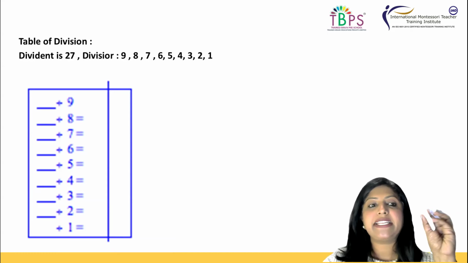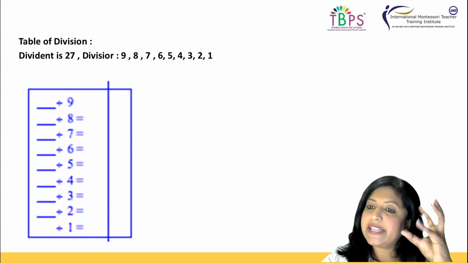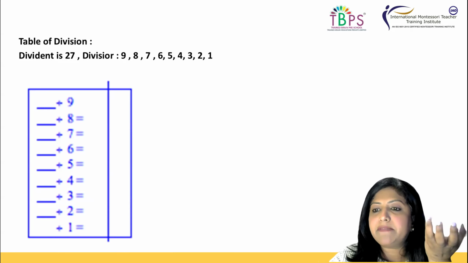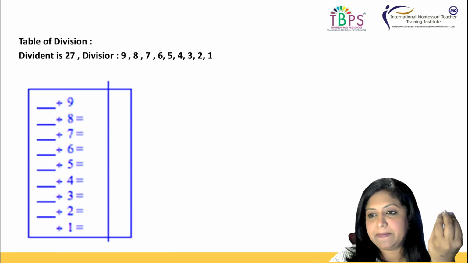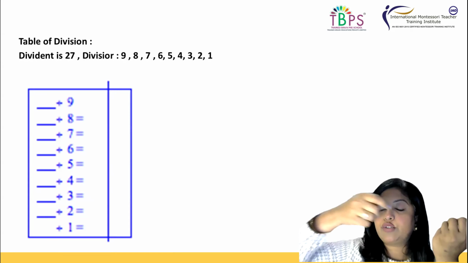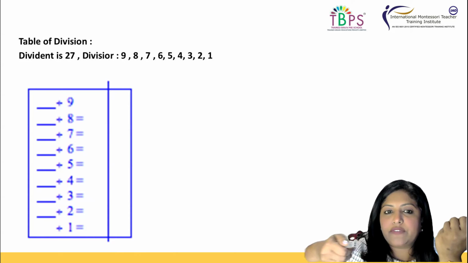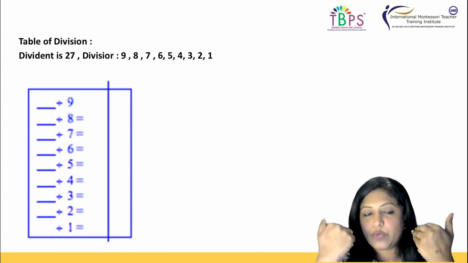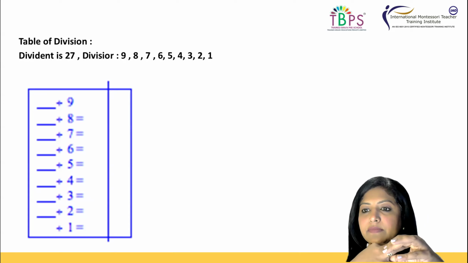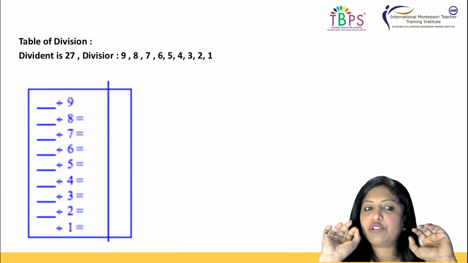Now, since my dividend is 27, how many beads do I have to collect? 27 beads only, correct? So 27 divided by 9, how many skittles do I have to collect? 9 skittles. So I start distributing amongst 9. 1, 2, 3, 4, 5, 6, 7, 8, 9. Then come to the second row, 10, 11, 12, 13, 14, 15, 16. So what was my answer? 27 by 9 was? 3. So everybody write 27 divided by 9 is equal to 3.